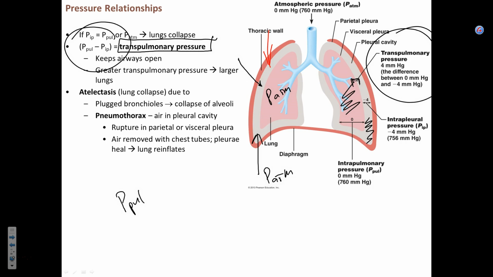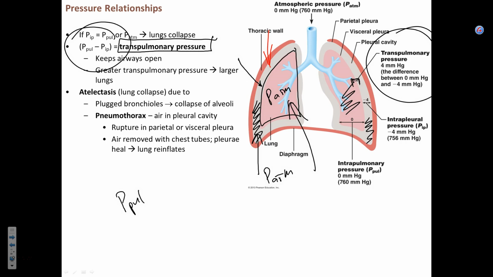Okay. Now, another condition. Think about this. We talk about pressure in the lung versus pressure in the pleural cavity. One way to cause the lung to collapse is to increase the pressure in the pleural cavity. That is called pneumothorax. Another way to cause the lung to collapse is to decrease the pressure in the lung without changing the volume of the thorax. Okay? Does that make sense?